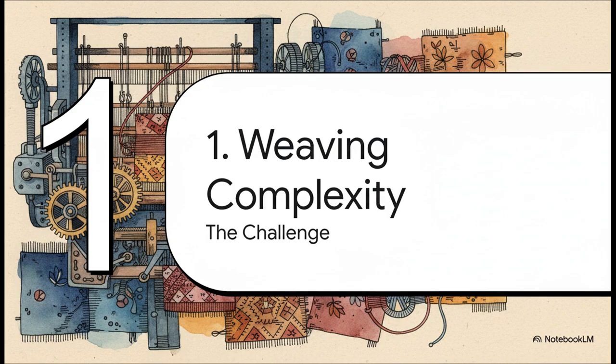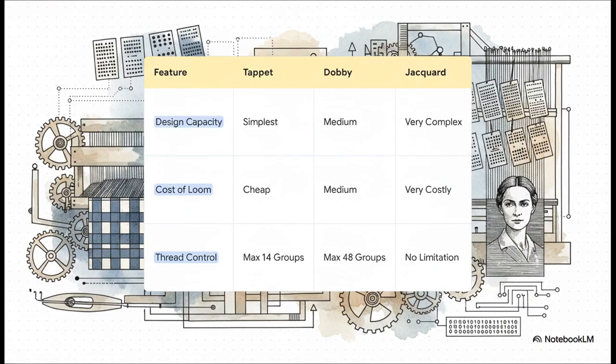Okay, so to really get why this was such a breakthrough, we first have to understand the problem it was trying to solve. Before the Jacquard loom came along, making intricate patterns was just incredibly slow and super difficult. You were really limited by the technology of the day. This table here really lays it all out. See, earlier looms like the Tappet and Dobby systems were pretty limited. They could only control a small number of thread groups at a time, maybe 48 tops.